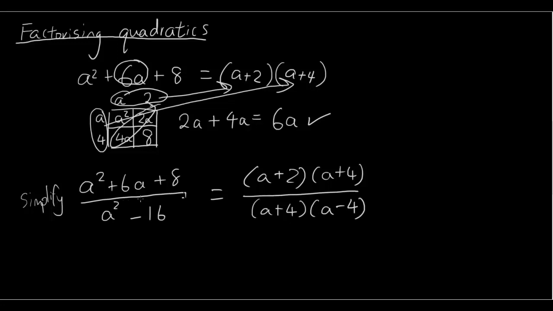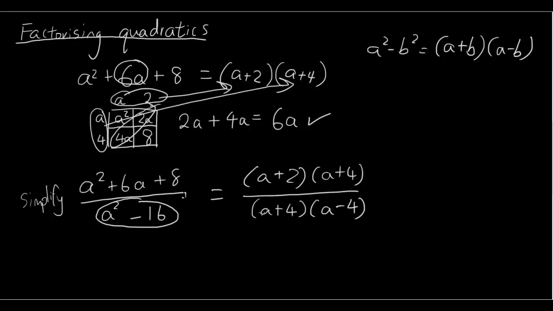And the bottom bit, you need to use the formula that we just discussed before, where a squared minus b squared equals a plus b, a minus b. This formula is called the difference of two squares. So use that, and you realize in the top and the bottom we have a plus 4. So we're left with a plus 2 and a minus 4 in the bottom. So this is the simplified fraction.